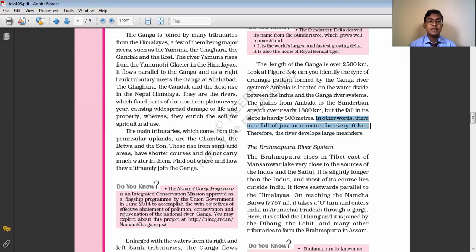And this has favored the development of the meanders in this northern plains. So basically, the river Ganga is a meandering river. Meandering river means the river flows in a zigzag pattern, S-like patterns, and it leads to the formation of meanders. Like in our previous class, we discussed what a meander is. When rivers flow in S-like patterns, it forms the meander.